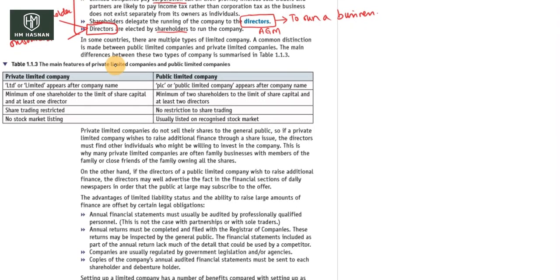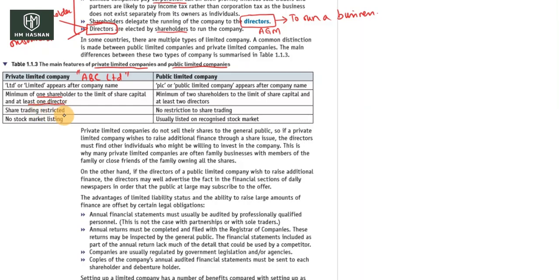Now there is a difference between private limited companies and public limited companies. This is the last discussion of the day. Private limited company: the word Ltd or Limited appears after the company name, for example, ABC Ltd. It means it's a private limited company. It needs a minimum of one shareholder, to the limit of share capital, and at least one director. In a private limited company, there should be one shareholder and at least one director.